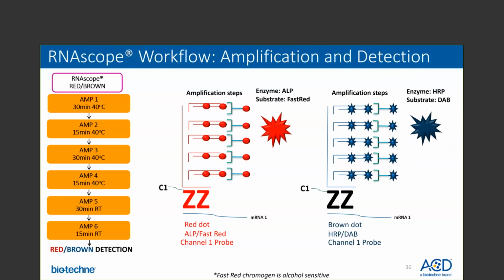in the correct order. For detection, the red assay utilizes ALP and fast red chromogen. Please note that the fast red chromogen is alcohol sensitive. The brown assay chemistry is HRP based and uses chromogen DAB.